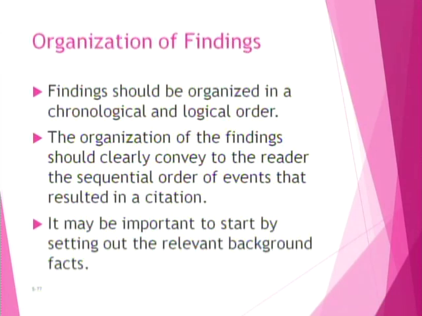So we start out with that, and then we would start in a chronological order of what happened. The organization of the findings should clearly convey to the reader the sequential order of events that resulted in a citation. And it may be important to start out with the background. So for this resident, we would explain this resident was admitted on a certain date with a stage 2, maybe a description of that, and we were going to then start pointing out, based on our observations and interviews and record reviews, what happened, and then all of a sudden now it's stage 4. And so what happened to create that situation?